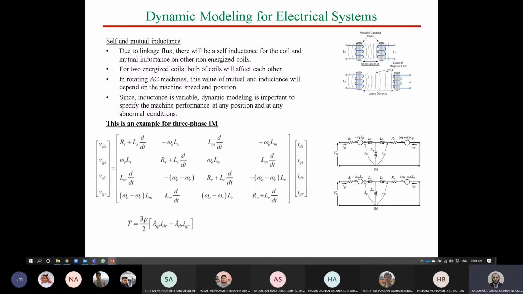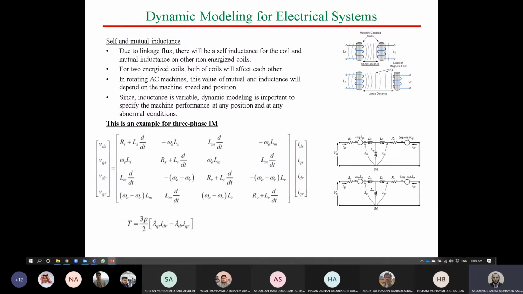Why? Because the distance between them will be changed, and also the geometry of the angles will be changed as well. So for that, the value of the inductance will not be constant all of the time. It will be a variable inductance during the operation and during the motor rotation and even with loadings. So in order to make a simple model, this is not easy. However, we can make this by dynamic modeling and include all of the parameters.